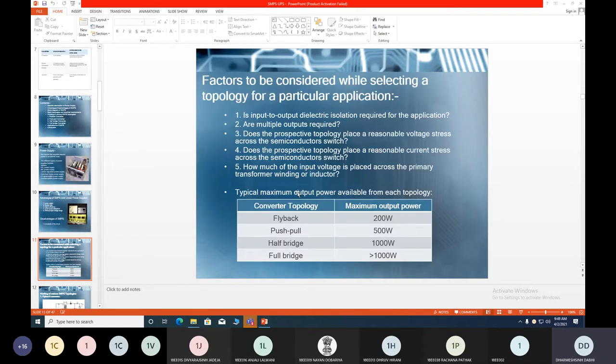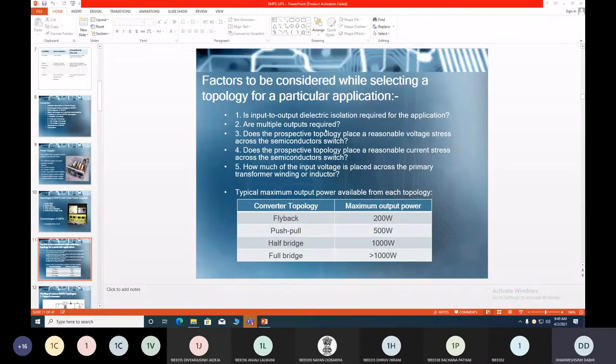Now let's discuss what factors to consider while selecting the topology of SMPS for a particular application. Suppose you have to design or choose one of the SMPS, because there are different types of SMPS available in the market. Based on which parameters do you select the SMPS for your requirement? There are five criteria based on which you can select your SMPS. The first question you ask yourself when you select any SMPS is whether input to output dielectric isolation is required for the particular application. If it is required, then choose the SMPS which provides dielectric isolation.